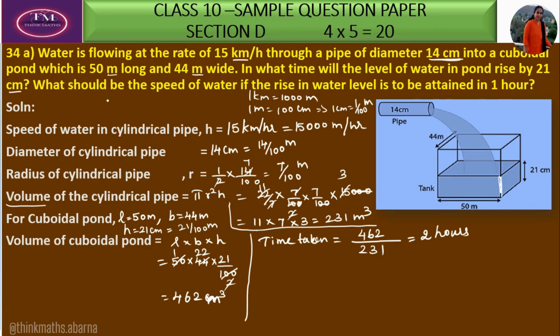Next, what is the question? What should be the speed of water if the rise in water level is to be attained in 1 hour? In 2 hours, we are getting this water level. If we have to get this water level in 1 hour, this speed should be raised.